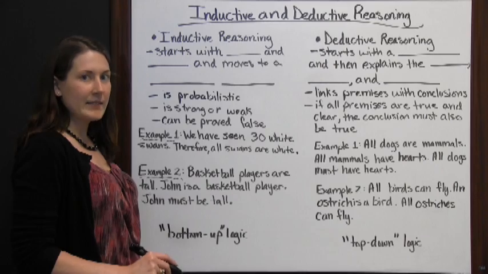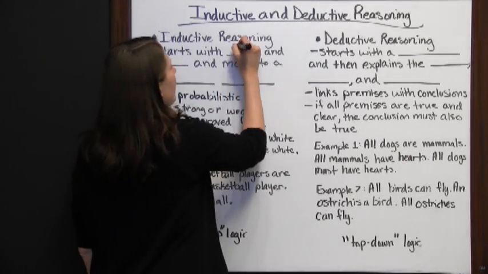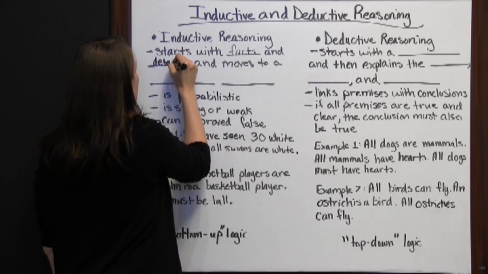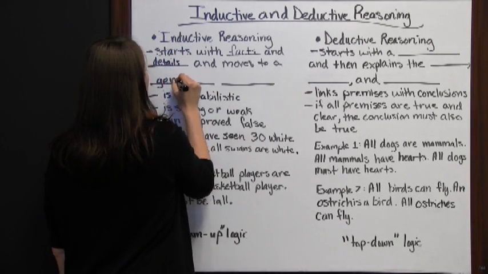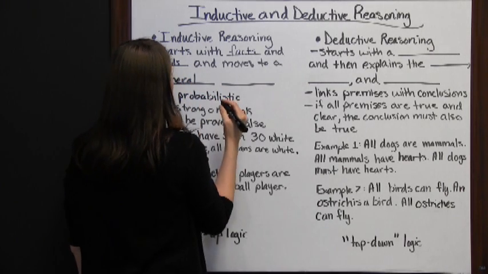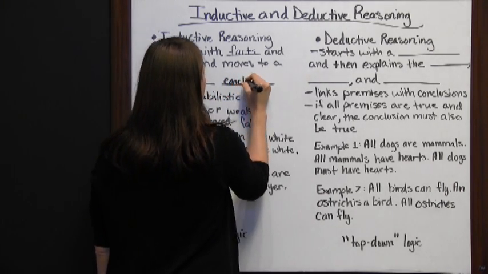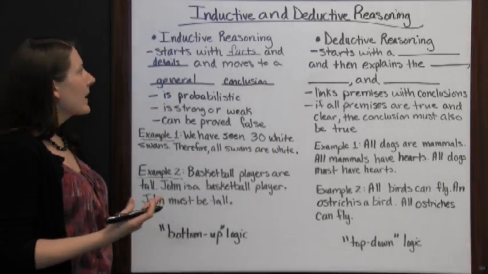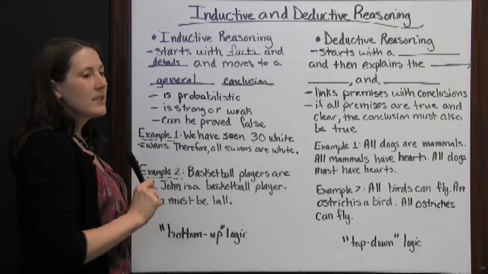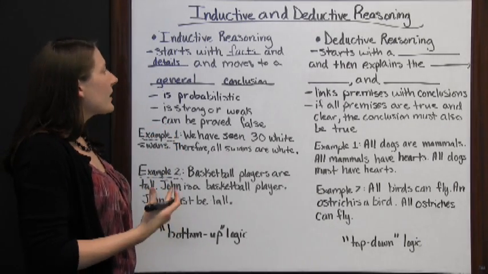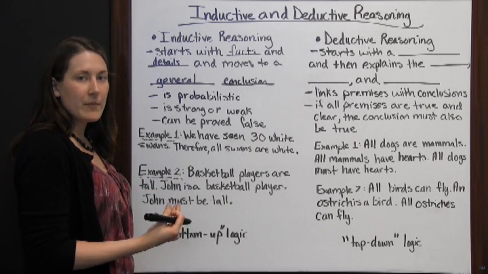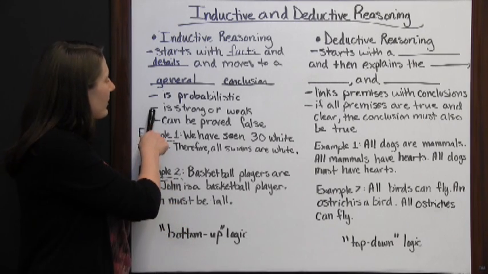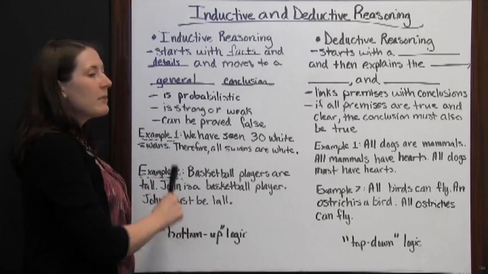Inductive and deductive reasoning. Inductive reasoning starts with facts and details and moves to a general conclusion. So it lists different details, different examples, and moves to a general conclusion or helps you come to a certain conclusion. Now, inductive reasoning is probabilistic, which means that it's based on probability. You hear certain facts and you come to a conclusion, and that conclusion is going to have some level of probability to it. Now, these conclusions can be strong or weak, and they can be proved false.